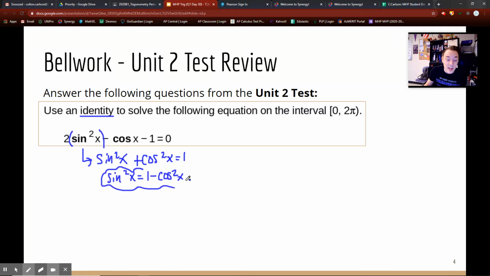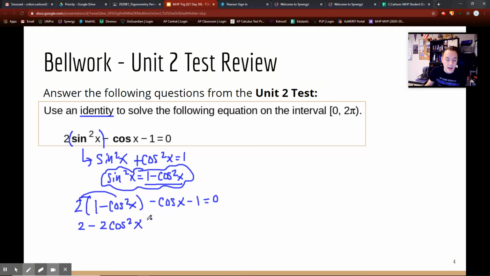And this is the same exact Pythagorean identity, just a little bit manipulated, but that's okay because that's what we want, yes? So I'm going to be using this 1 minus cosine squared theta, or cosine squared x, and putting it in for sine squared x. So now I have 2 times 1 minus cosine squared x, and then minus cosine x minus 1 equals 0. What this means is when I FOIL this out, I get 2 minus 2 cosine squared x minus cosine x minus 1. I can start combining like terms here, so I will.